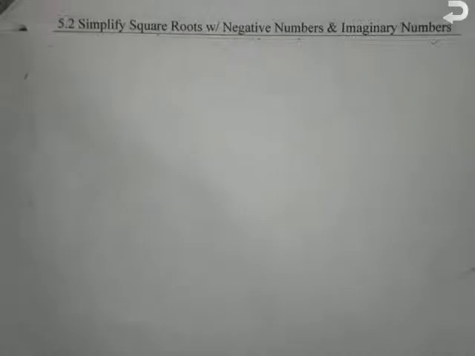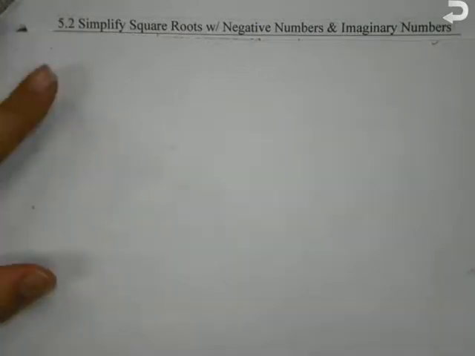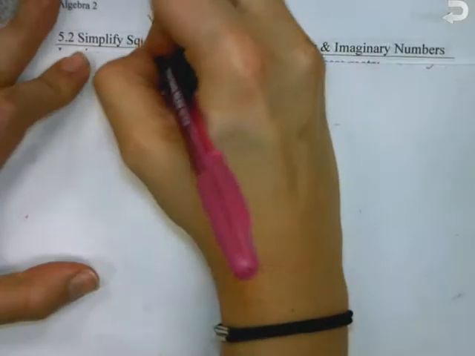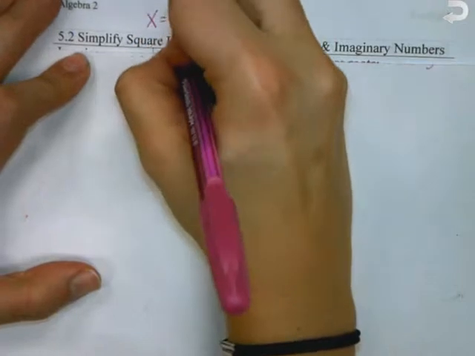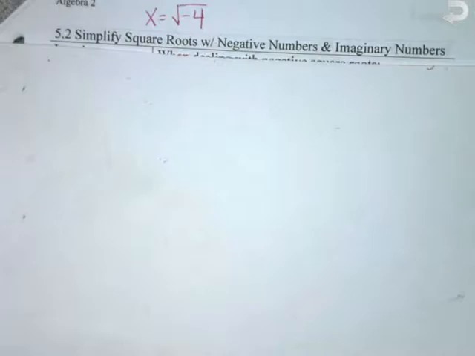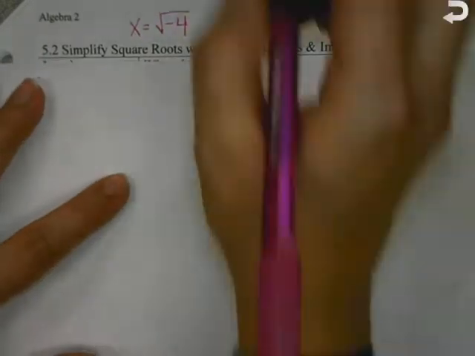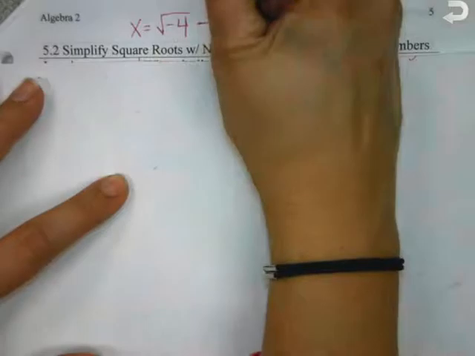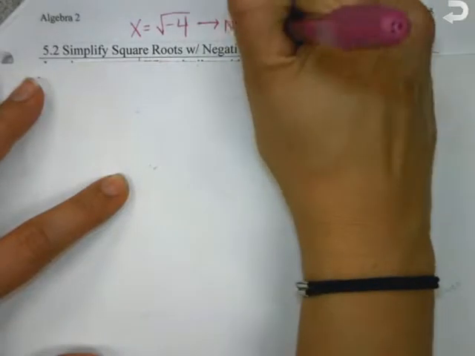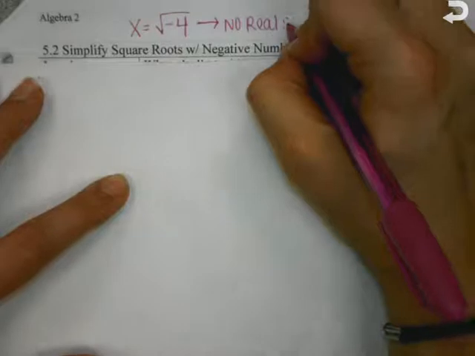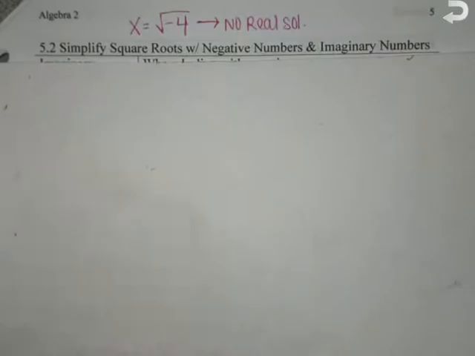Okay guys, so today, remember how last unit we had a problem where the answer came out to x equals the square root of -4? Do you guys remember seeing that? It came out to the square root of a negative, and we said before that there are no real solutions. You remember? So we just had to stop. There were no real solutions, meaning no real numbers.